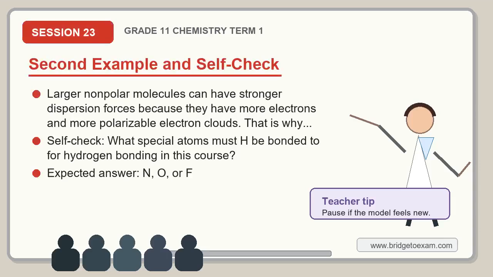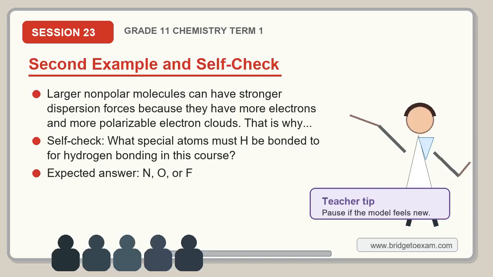Here is a second example. Larger nonpolar molecules can have stronger dispersion forces because they have more electrons and more polarizable electron clouds. That is why dispersion forces are not weak in every situation. They grow with size and shape.